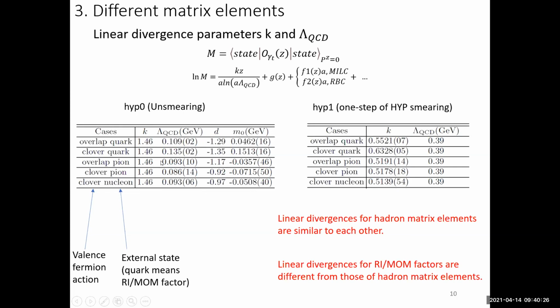And you can see that lambda QCD for the hadron matrix elements are similar to each other. However, lambda QCD for the hadron factors are different from those of the hadron matrix elements. That means the linear divergences for the hadron matrix elements are similar to each other, but the linear divergence for the hadron factor is different from those of the hadron matrix elements. The same situation happens for the HYP smearing case. That means if you use hadron factors, you cannot eliminate all the linear divergence.